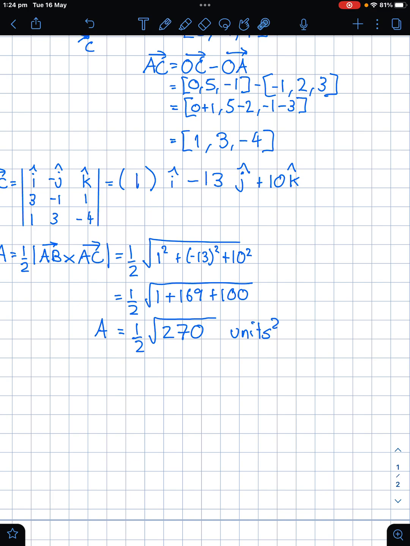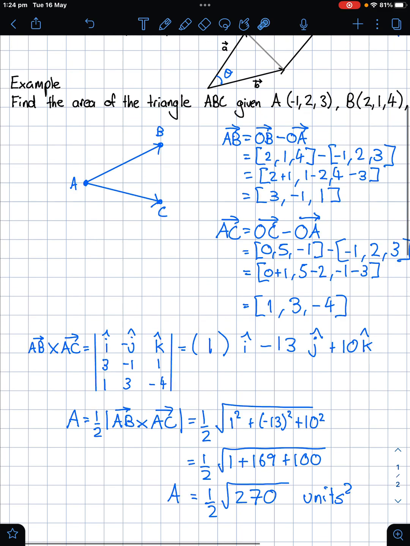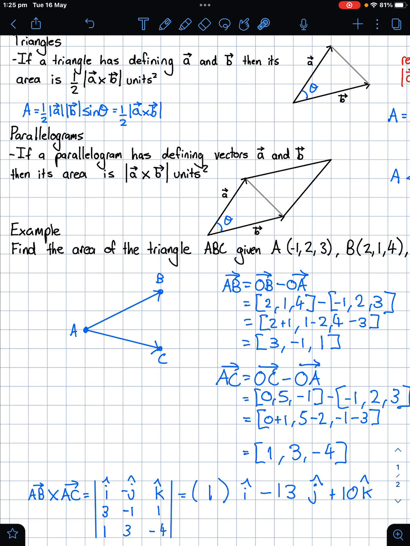Now, if you're doing a parallelogram, you do it exactly the same way. You just have this root 270. You wouldn't have this half in front. So they're both the same way. So have a good practice of those. Thanks.